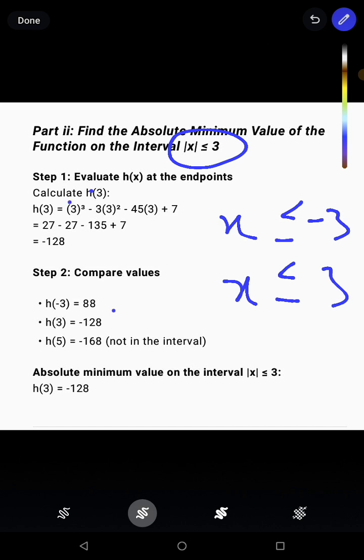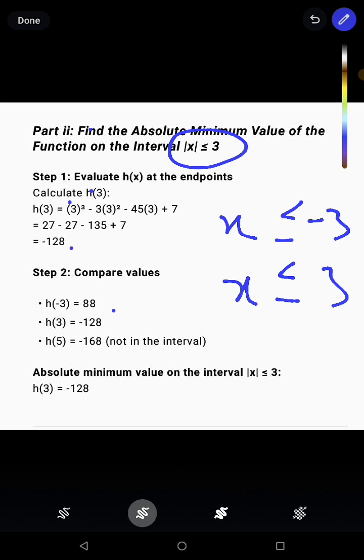Now, putting 3 into the function. You know the function is x cubed minus 3x squared minus 45x plus 7. So put 3 for x. So h of 3 is going to be 3 cubed minus 3 times 3 squared minus 45 times 3 plus 7. 3 cubed is what? 27. 3 times 3 times 3. 3 times 9 minus 27, and you continue. Here we go, minus 128.